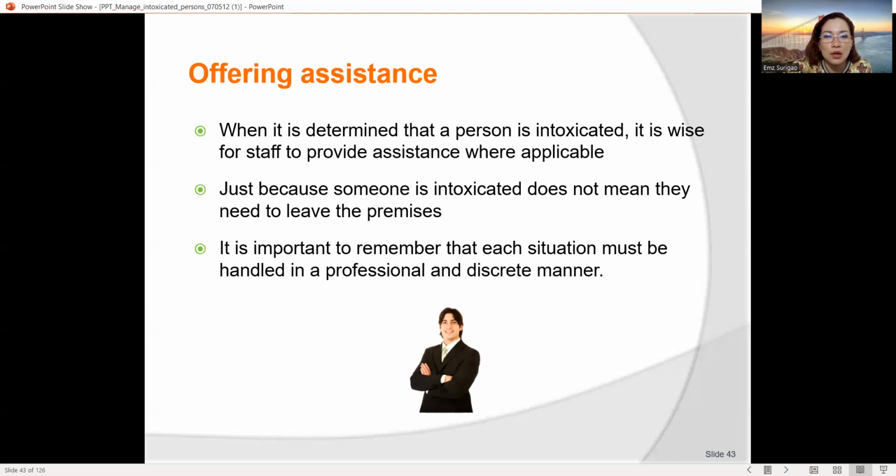Offering assistance. When it is determined that a person is intoxicated, it is wise for staff to provide assistance where applicable. Just because someone is intoxicated does not mean they need to leave the premises. It is important to remember that each situation must be handled in a professional and discreet manner.